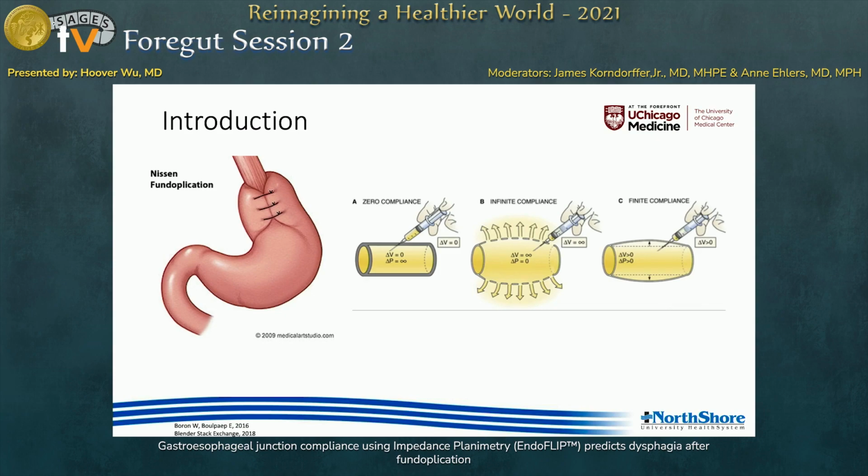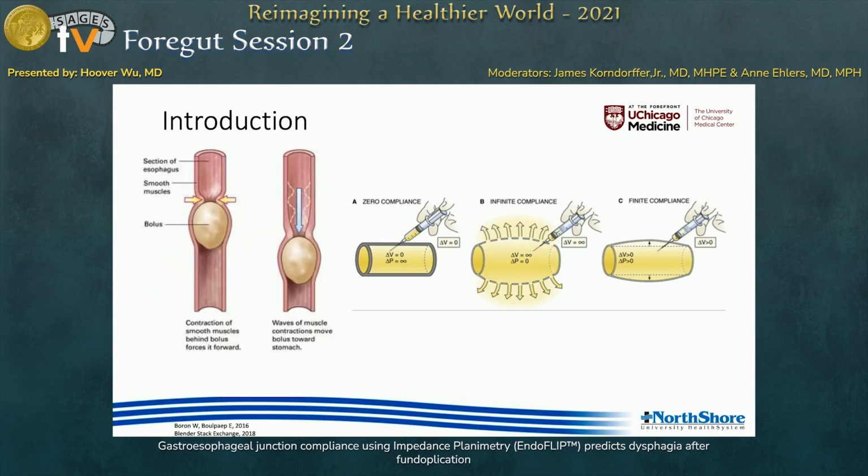Compliance and distensibility of hollow organs may help us understand how to prevent postoperative dysphagia after laparoscopic fundoplication. Distensibility represents the relative change of a cross-sectional area of a hollow organ per unit of pressure, a measure of tightness. Gastroesophageal junction compliance can be understood as the ability of a hollow organ to dilate and increase in volume with an increase in pressure, a dynamic representation of food bolus transit through the gastroesophageal junction.